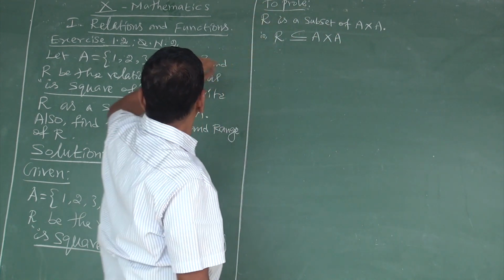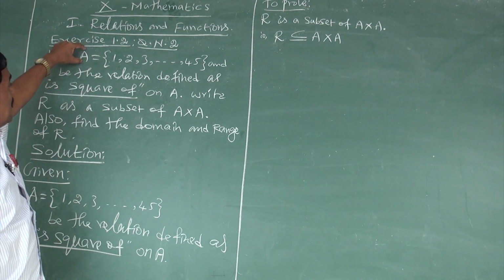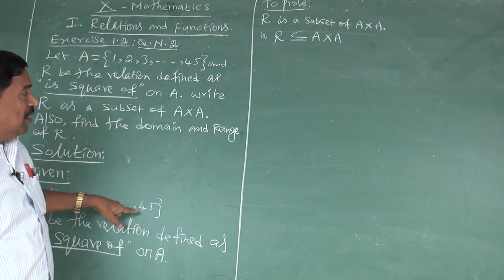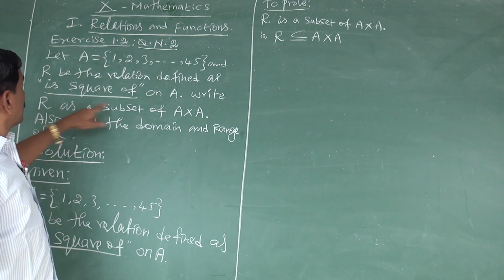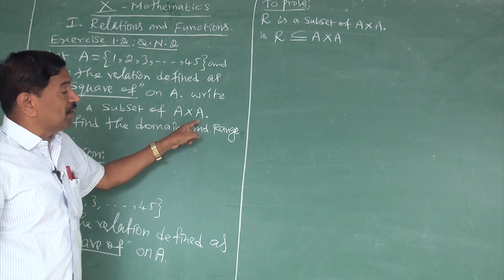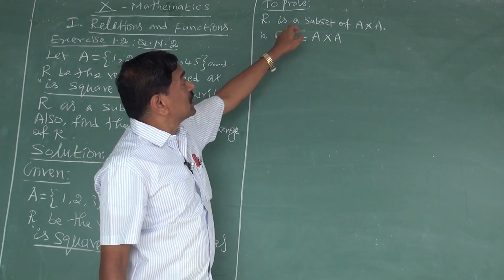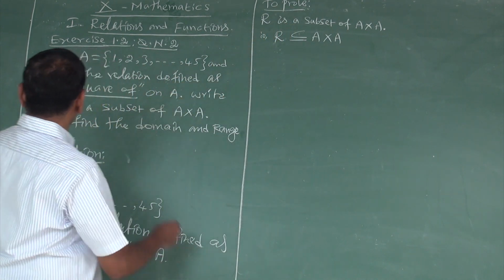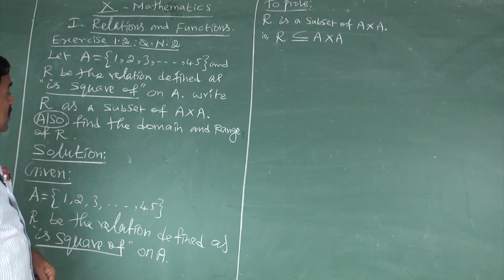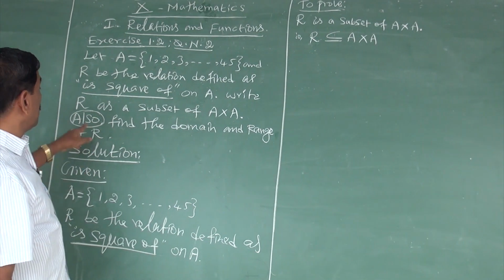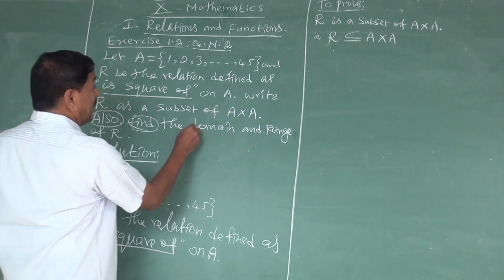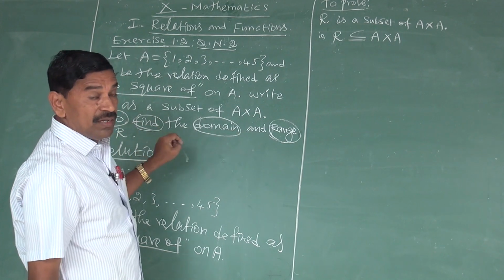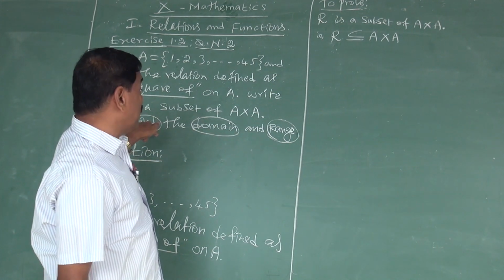Now again, coming to the question: set A is given and R is the relation defined as 'is square of' on A. Two data are given, and we want to prove that R is a subset of A cross A, that is R ⊆ A × A. Also, there is an extra condition: they asked some more. Also find the domain and the range of the relation R. Because the keyword is 'also find', that means we have to find them.